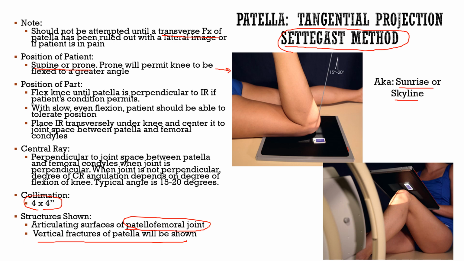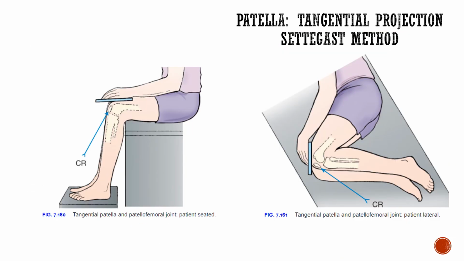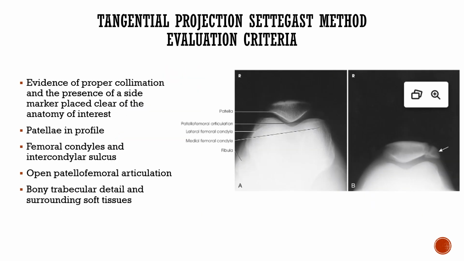Another method is to have the patient supine, and that is with them holding the image receptor, and we're still going to make sure that we're perpendicular to the joint space between the patella and the femoral condyles. Alternatively, you can have the patient seated, or you can have them lateral. So these are different options we have for the Settegast method.